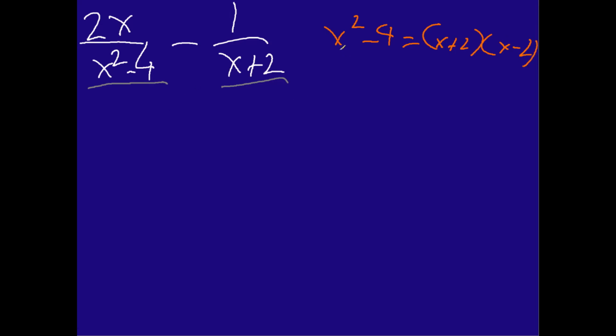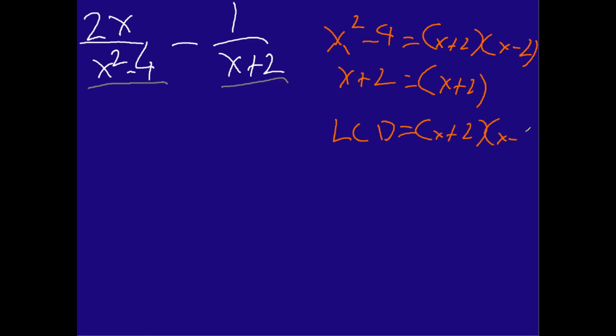Now, for our second denominator here, x plus 2, well, it's very simple. The only factor is going to be x plus 2. Therefore, using our understanding of factoring, the least common denominator is going to be (x plus 2)(x minus 2). This is our new denominator.